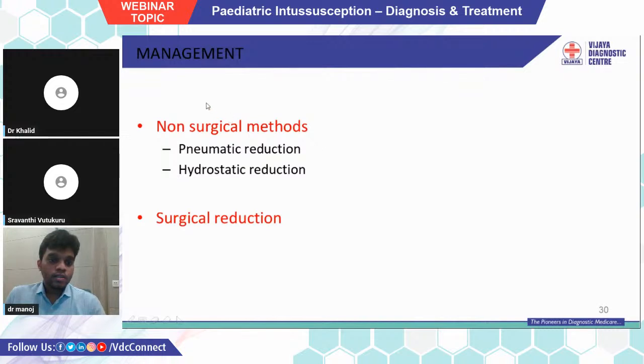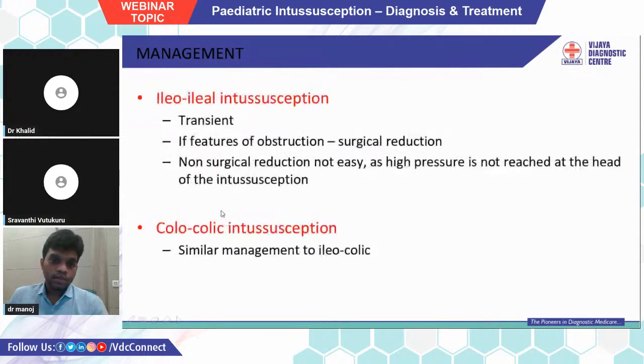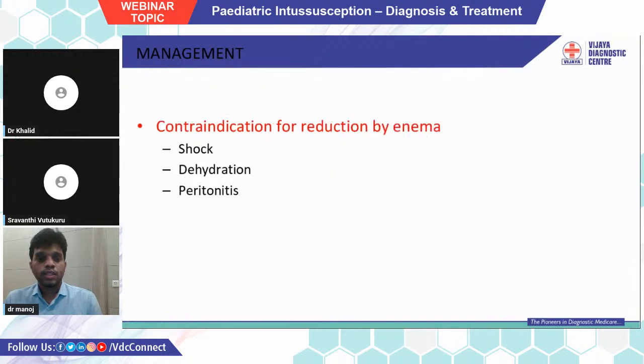Coming to management, the non-surgical methods include pneumatic reduction and hydrostatic reduction, and then surgery. A few points regarding ileal type. Ileal is generally a transient type of intussusception, and if there are any features of obstruction, surgical reduction would be preferred. Why? Because non-surgical reduction is not easy, as high pressures are not achieved at the head of the intussusception. And as far as colocolic intussusceptions are concerned, they are managed similar to the ileocolic type.